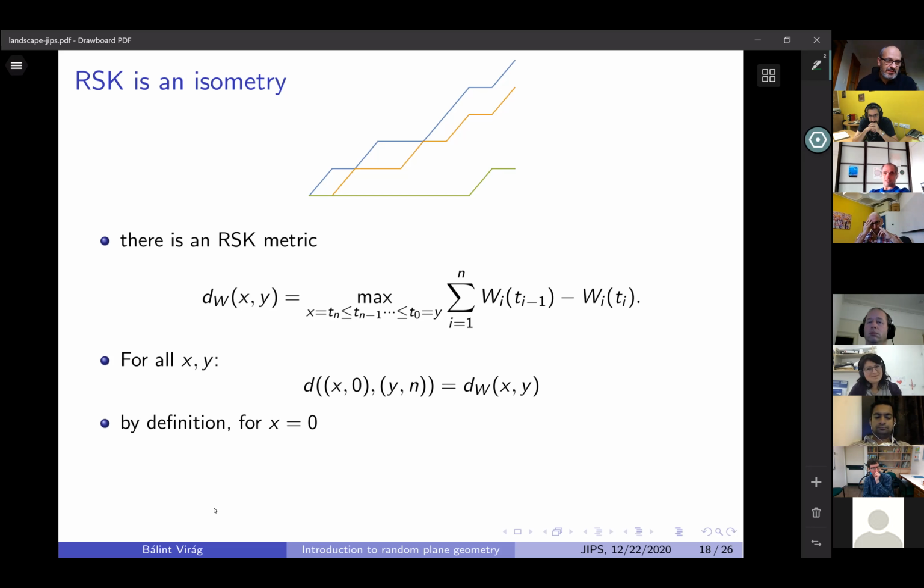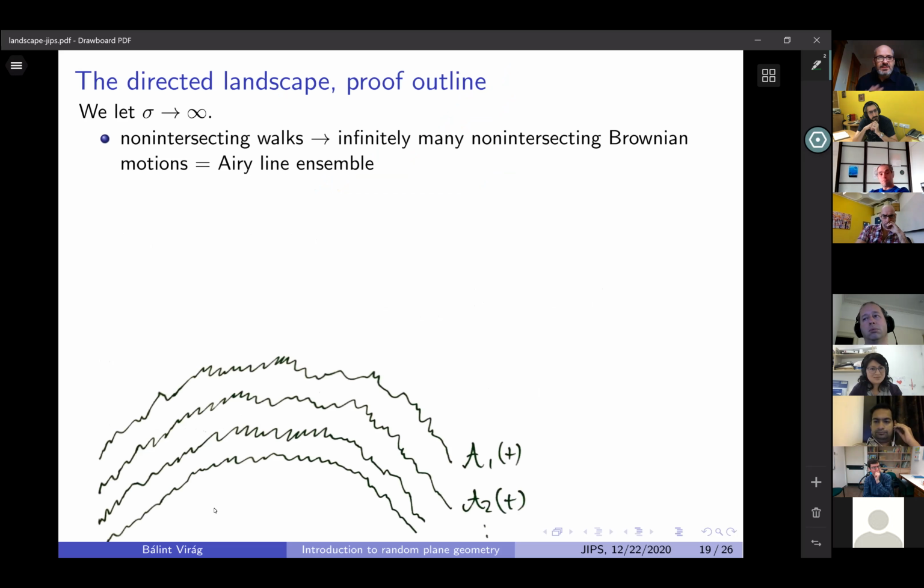So that's what we do. By the way, when x equals 0, this is essentially true by definition. But when x is not 0, it's a miraculous property of RSK. It's true for all x, not just for 0. Okay. So this is enough for me to tell you how you take limits, essentially, because everything else is something you will believe, right?